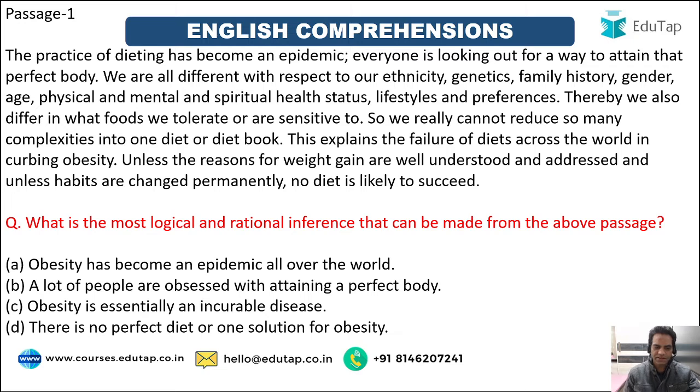What is the most logical and rational inference that can be made from the above passage? So guys, you know what inference is, right? A logical fact or data that could be concluded from the passage. So let's read the passage, guys. The practice of dieting has become an epidemic. Everyone is looking out for a way to attain that perfect body. We are all different with respect to our ethnicity, genetics, family history, gender, age, physical and mental and spiritual health status, lifestyles and preferences. Thereby, we also differ in what foods we tolerate or are sensitive to.